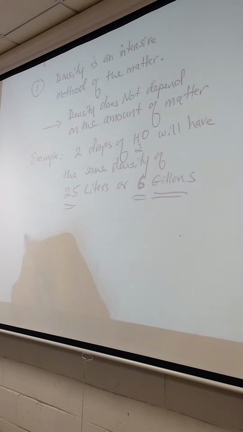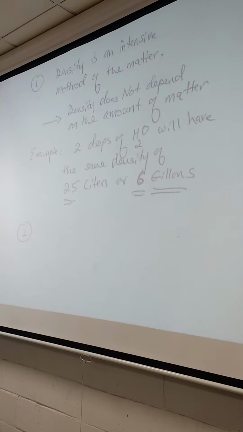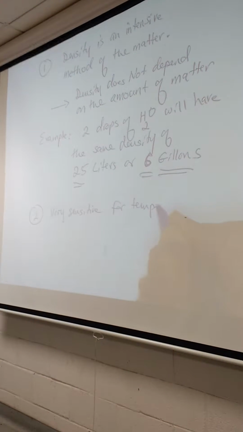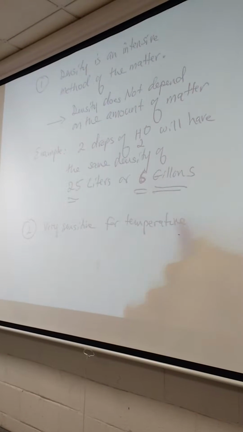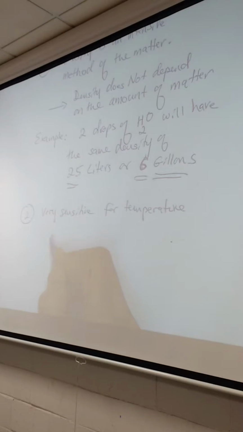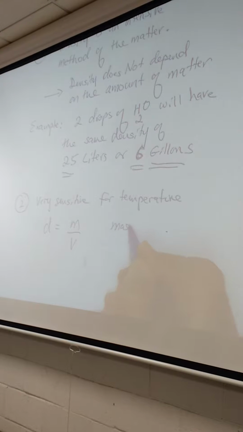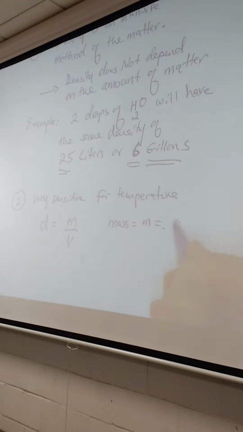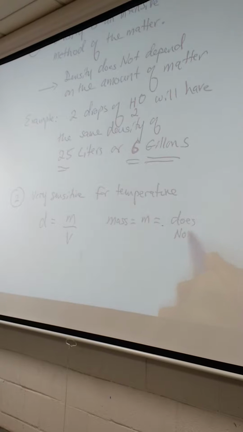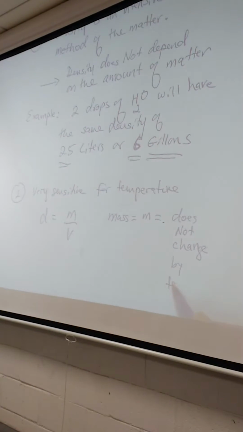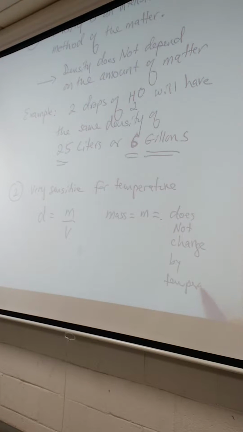The second one, which is very important as well, characteristic of the density: it is very sensitive to temperature. And you can recognize this just by looking at the definition, mass over the volume. Mass, M, does not change, correct? Does not change. But what is really changing by temperature? The mass of any matter here will remain constant regardless of whatever the temperature is.